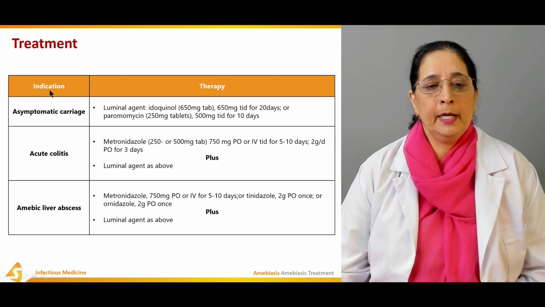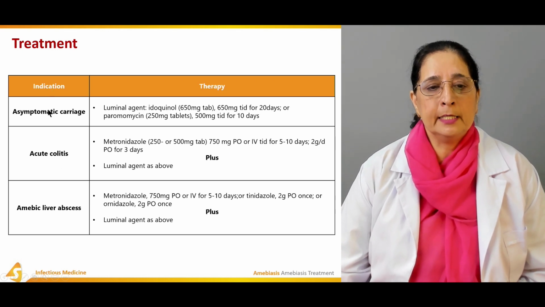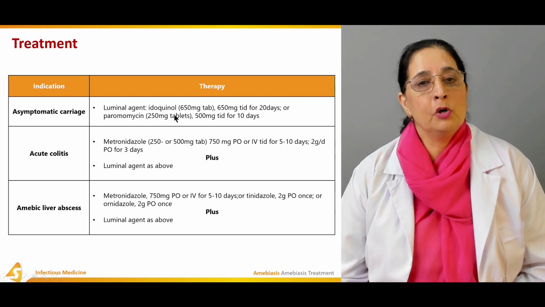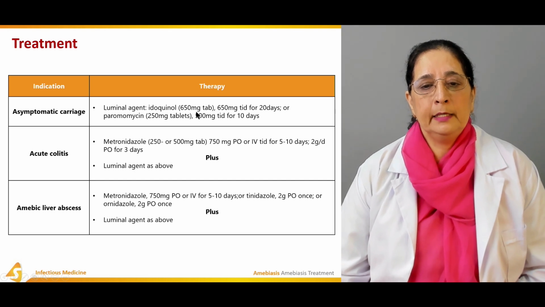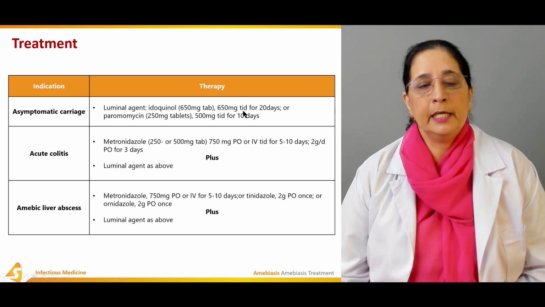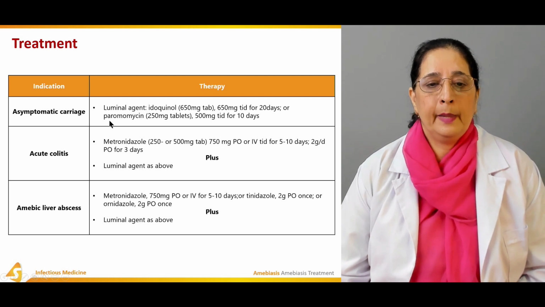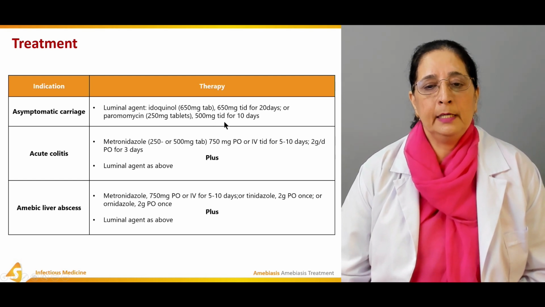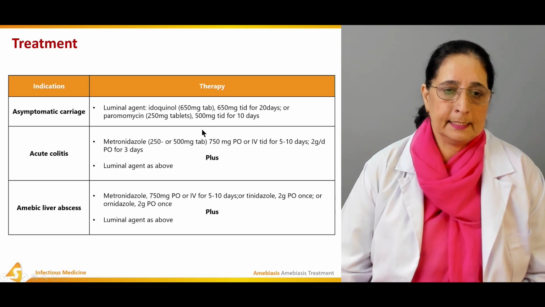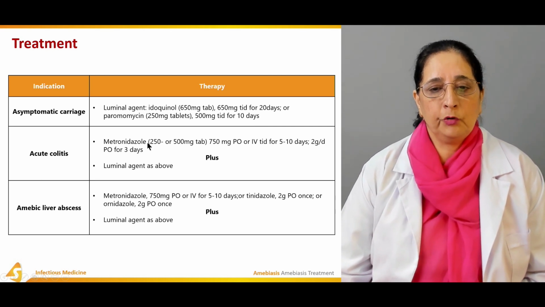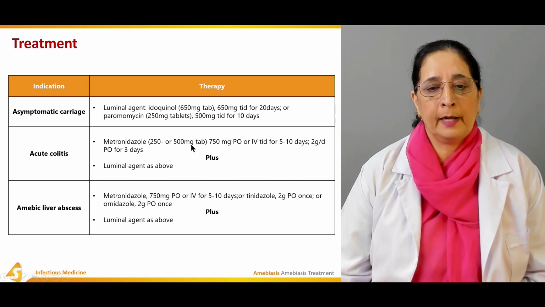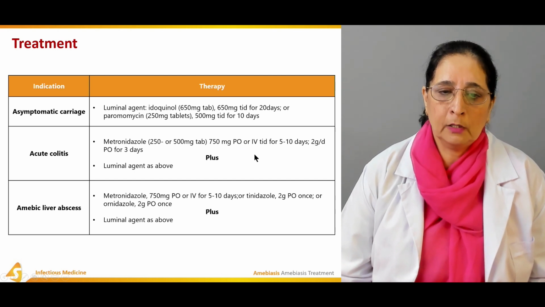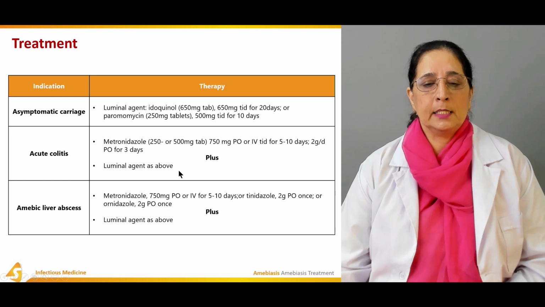Next, we have treatment, conditions, and therapy. For an asymptomatic carrier, a luminal agent like iodoquinol, 650 milligram tablet, TID for 20 days, or paromomycin 250 milligram tablet, 500 milligram TID for 10 days. For acute colitis, metronidazole 250, 500, or 750 milligram orally or intravenously, plus a luminal agent as above.